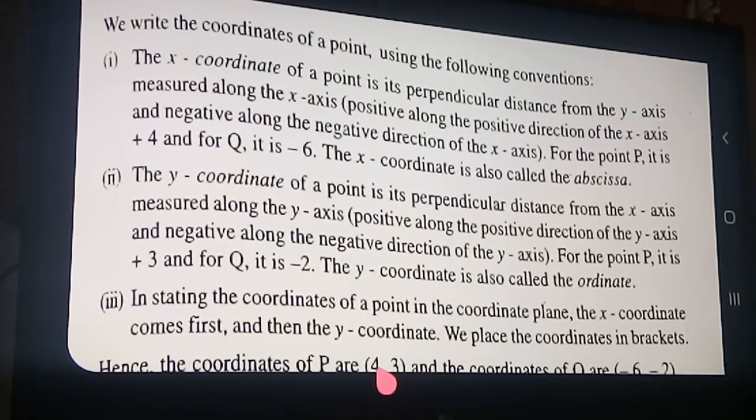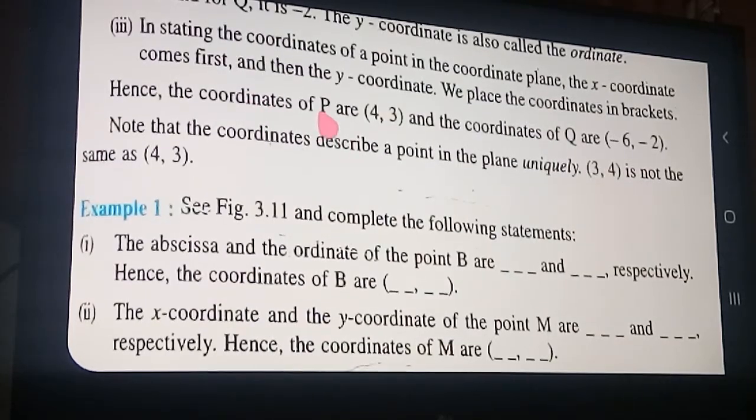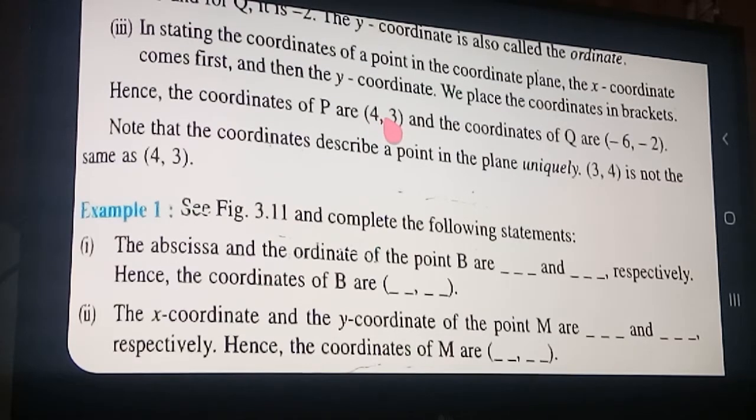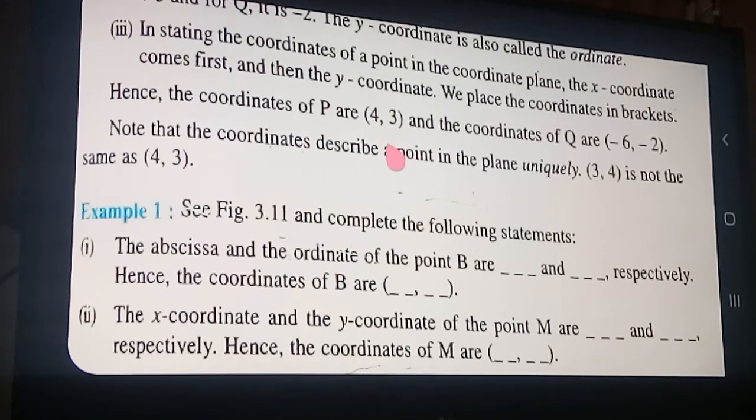There we can see how it is written. Next, the coordinates of point P. What is the x-coordinate? 4. And what is the y-coordinate? 3. See here how it is written: an ordered pair. This pair is what we call an ordered pair. Ordered pair (4, 3) and ordered pair (3, 4) are not the same.